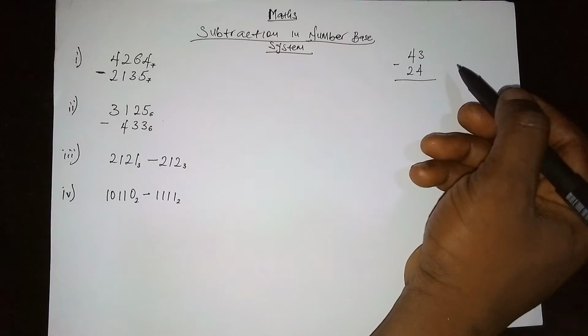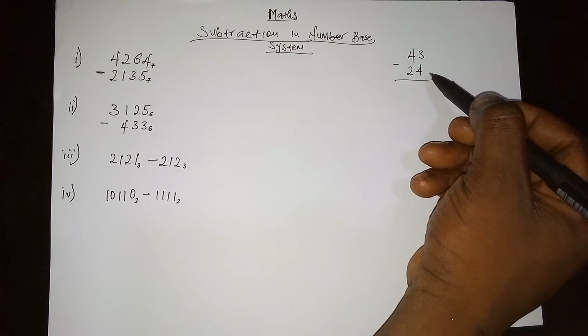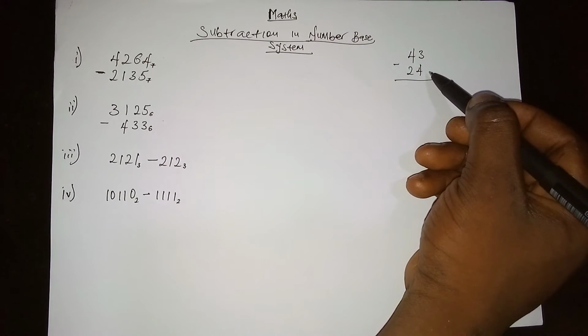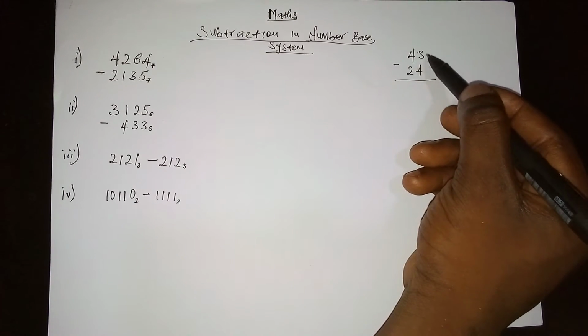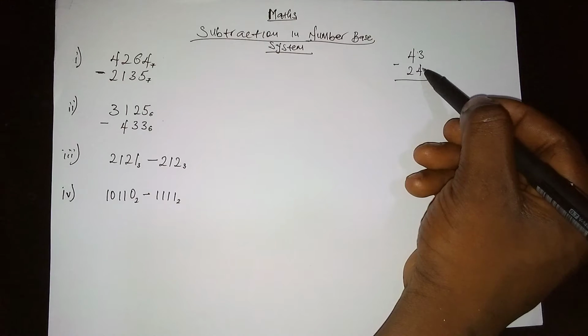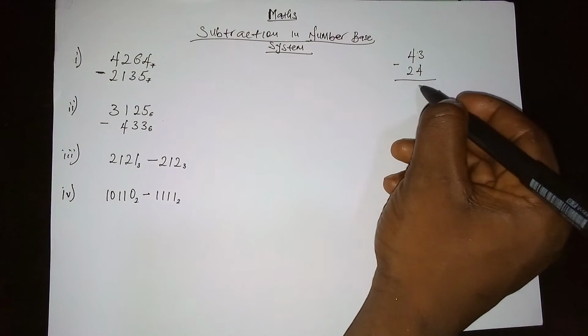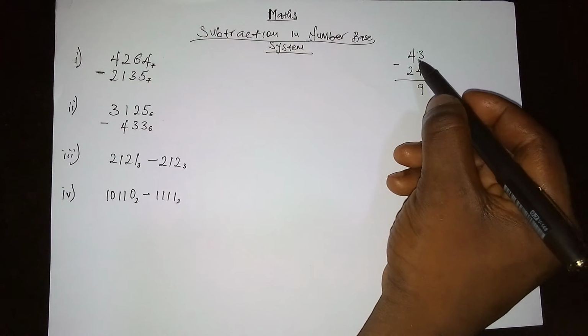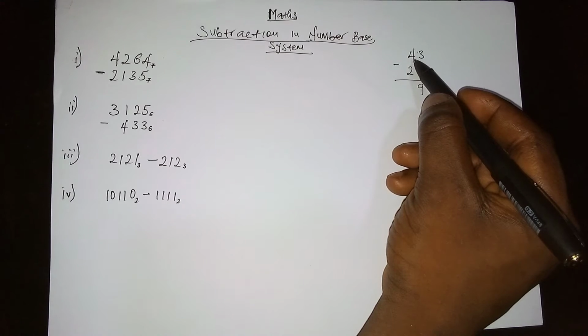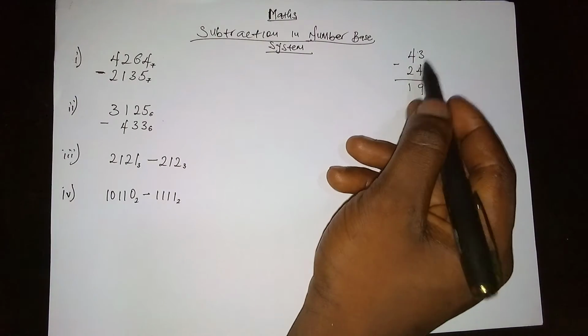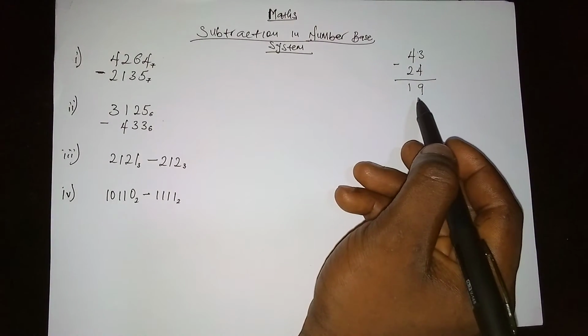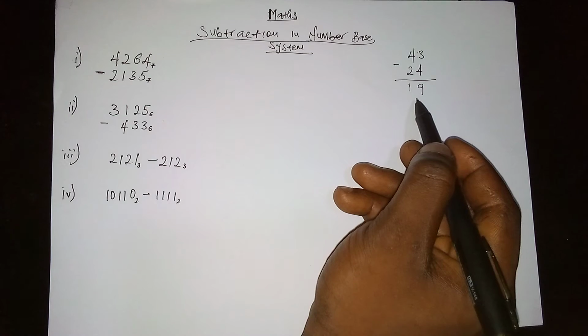Because this number is in base 10, anything you are borrowing is 10, not 1. Let's take for instance, I have 3 minus 4. 3 minus 4 cannot go, or is impossible. Then I'll borrow 1 from here, add to this place, making this 13. So 13 minus 4 will give me 9. And remember, we've subtracted 1 from this place, so we're left with 3 here. So 3 minus 2 will be 1. So 43 minus 24 gives us 19.